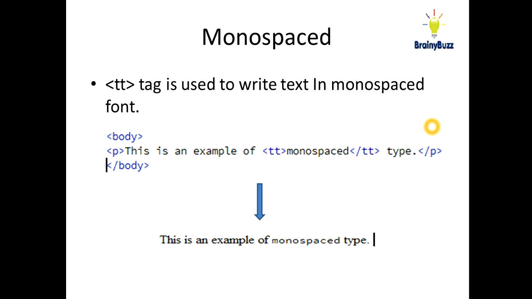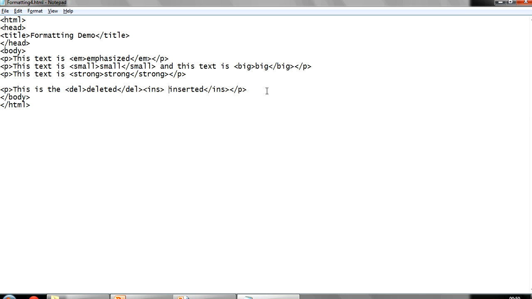After that you have monospace. Monospace is basically used to write the text in a monospace font. So let's do a demo for this. This text is written in, for monospace we use the TT tag. This text is written in monospace font. So let's close the paragraph.